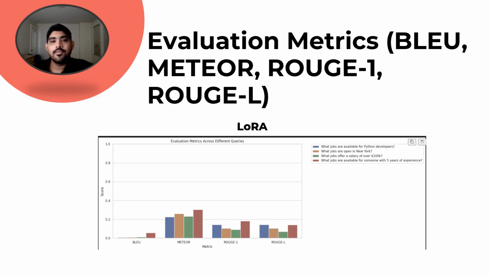Now talking about the evaluation metrics for LoRA. Here, we have given multiple queries and we have calculated various evaluation metrics. If you can see, the METEOR score is the highest, indicating LoRA is good at capturing meaning. The BLEU scores are low, showing there are fewer exact matches, and on the ROUGE metrics, LoRA's ability to capture relevant phrases makes it effective at answering job-related questions.